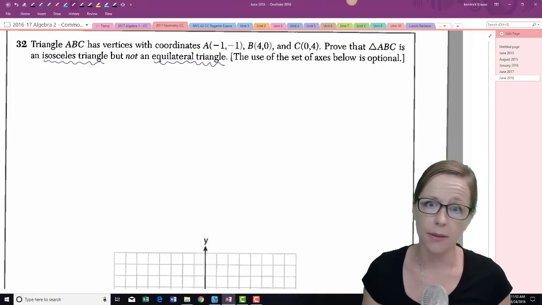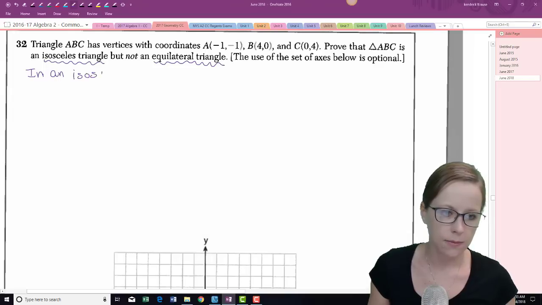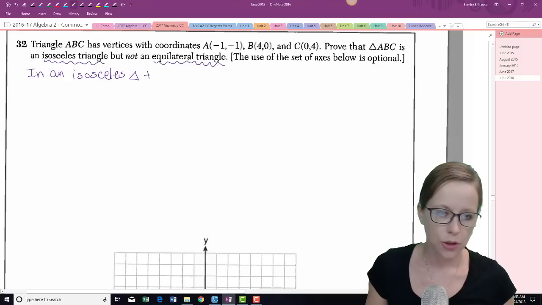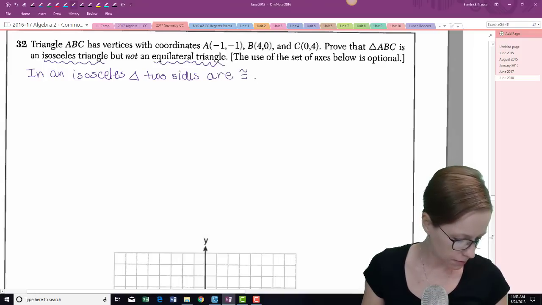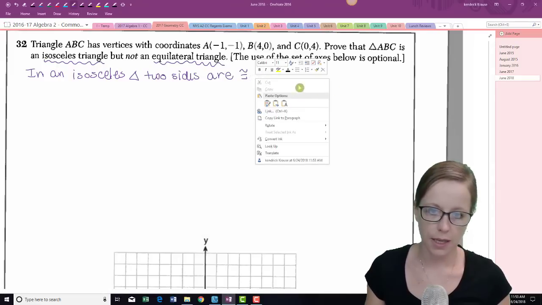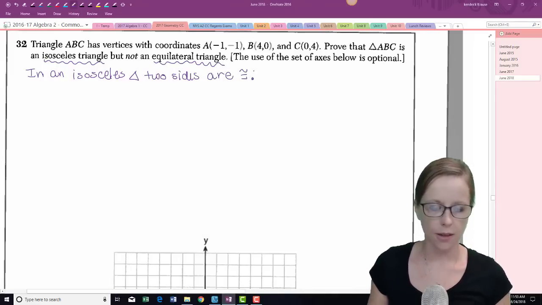Hush. That's all I'm going to say about that is hush. So, in an isosceles triangle, two sides are congruent. Okay? Oh, come on, period. Just stay there.